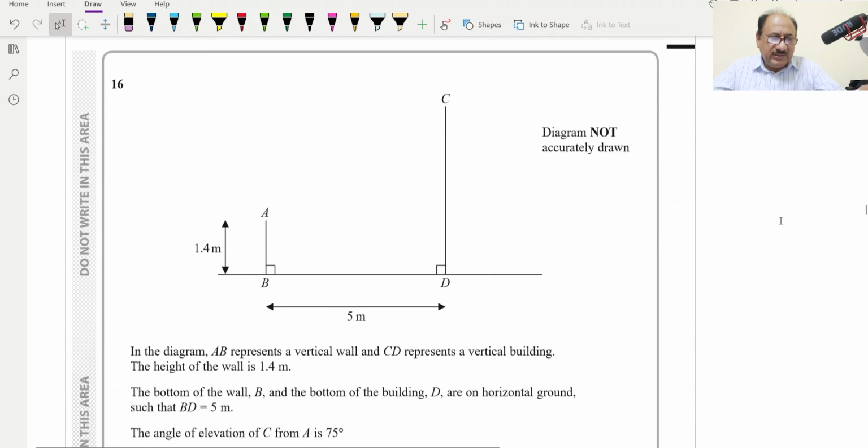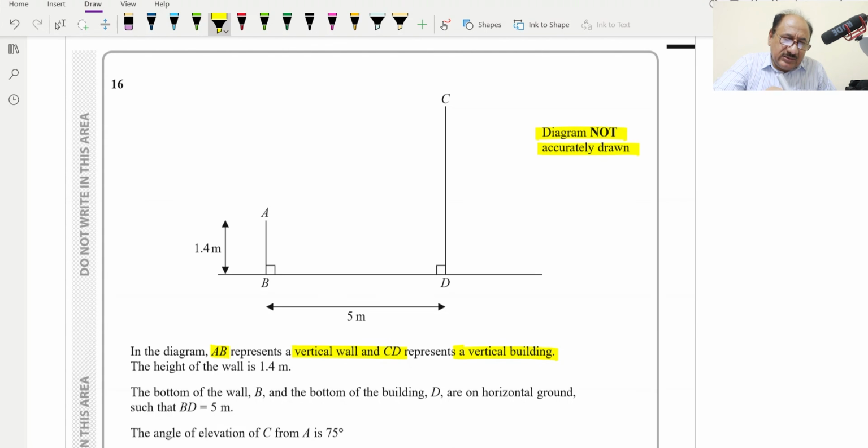So question number 16. Question number 16 is also an interesting question. A diagram is provided which is not accurately drawn. In the diagram, AB represents a vertical wall and CD represents a vertical building.